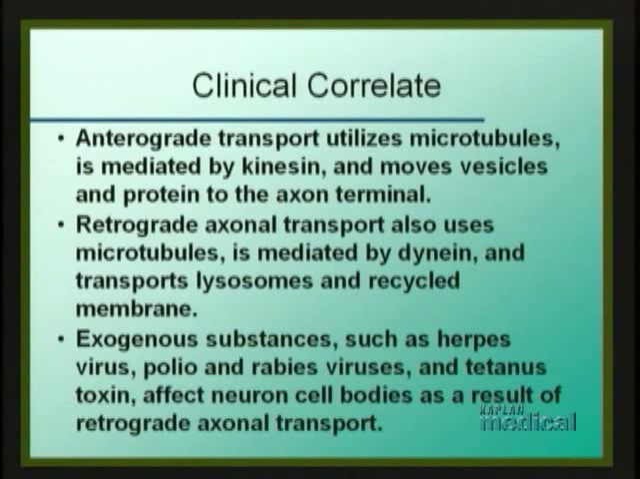Retrograde axonal transport certainly also uses microtubules, but it's mediated by a different ATPase motor molecule, that of dynein. As we indicate, the retrograde axonal transport process is involved in recycling and transporting substances to be degraded back to the lysosomal system. So now, unfortunately, exogenous substances such as certain viruses, herpes, polio, rabies, and tetanus toxin can affect neuron cell bodies as a direct result of them being picked up at the level of the axon terminal and transported back to the cell body unknowingly by the neuron utilizing retrograde axonal transport.